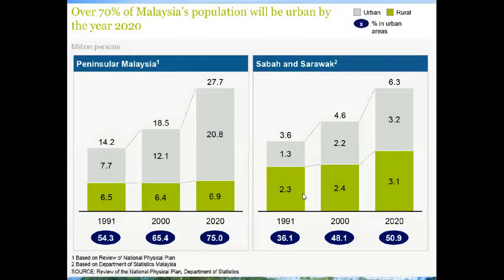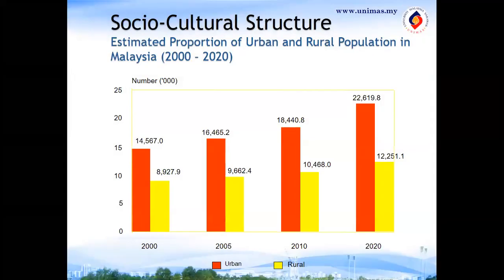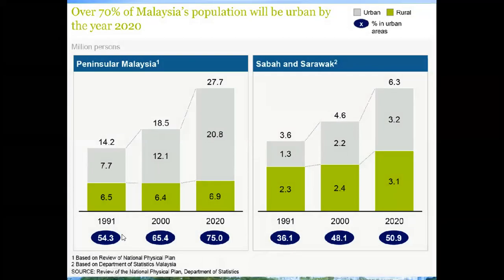Other things. This is the same thing dengan urban setting dengan rural tadi. Over 70% of Malaysia's population will be urban by the year 2020, and that's quite close tadi lah, ya. Kita lihat sini tadi, not quite 70, but quite close. Okay, this is for Peninsula, Sabah and Sarawak, they're quite different, right?